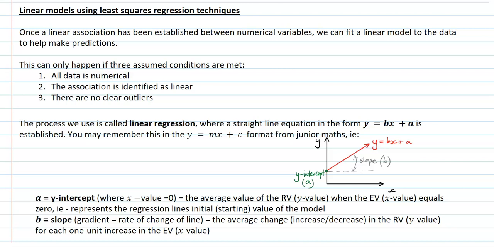So once we have a set of bivariate data to be analysed and we've established that there's a linear association, we can go ahead and fit a linear model to the data to help us make predictions using the model down the track. But this can only happen if three conditions are met. So firstly, all the data has to be numerical. Secondly, the association has been identified as linear. And lastly, there can't be any outliers. The process we use is called linear regression.